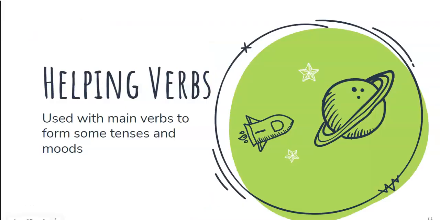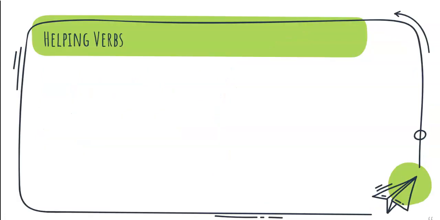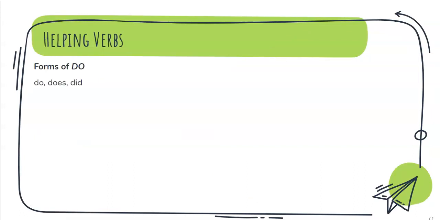Let's move on to auxiliary or helping verbs. The verbs do, have, and be, along with modals such as can and may, all function as helping verbs that are used with main verbs to form certain tenses and moods. Do, have, and be change form to indicate different tenses. Modals do not. Do, have, and be are all irregular. Do also comes in the forms does and did.